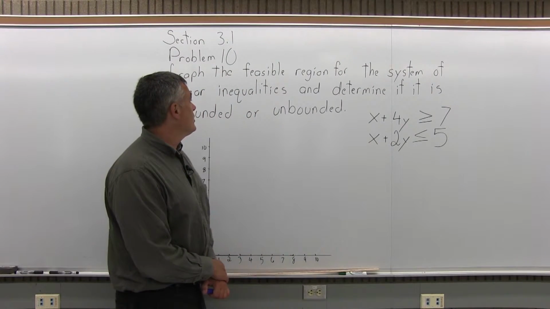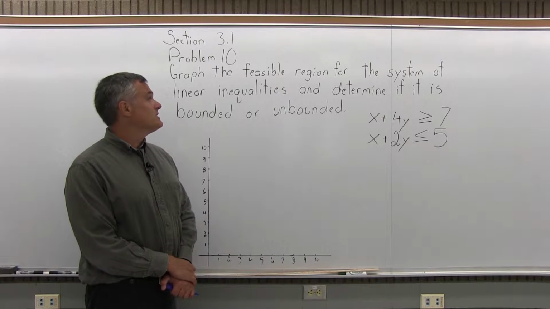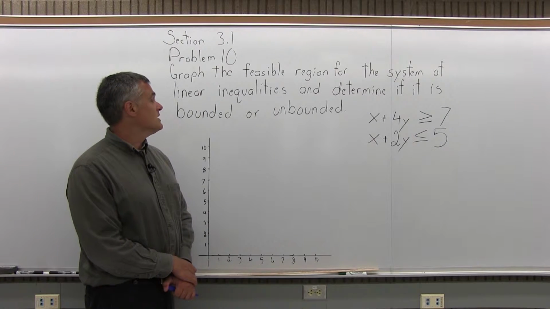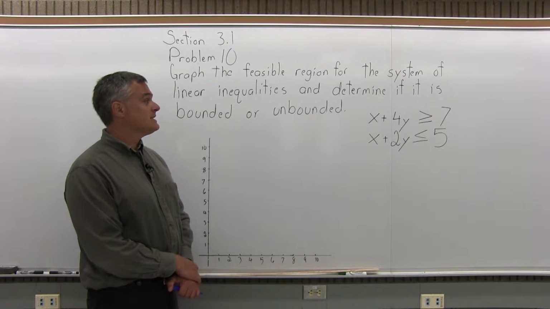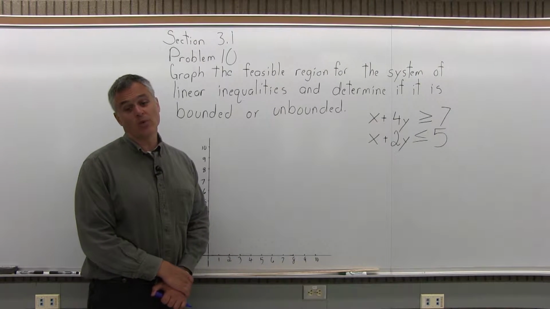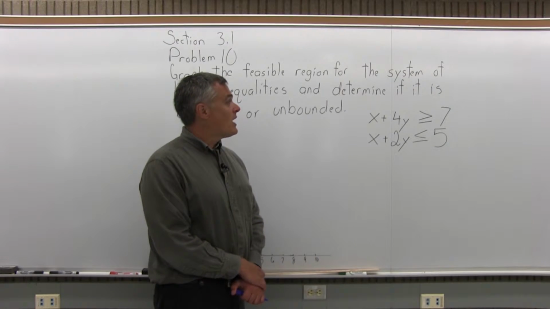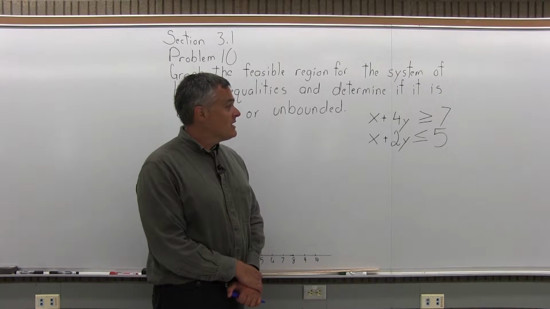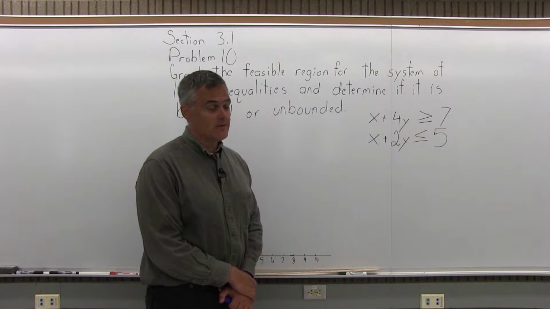This is Section 3.1, Problem 10. It says, graph the feasible region for the system of linear inequalities and determine if it is bounded or unbounded. When they say system, they just mean that you have more than one at a time. And we have two. X plus 4y is greater than or equal to 7, and x plus 2y is less than or equal to 5.